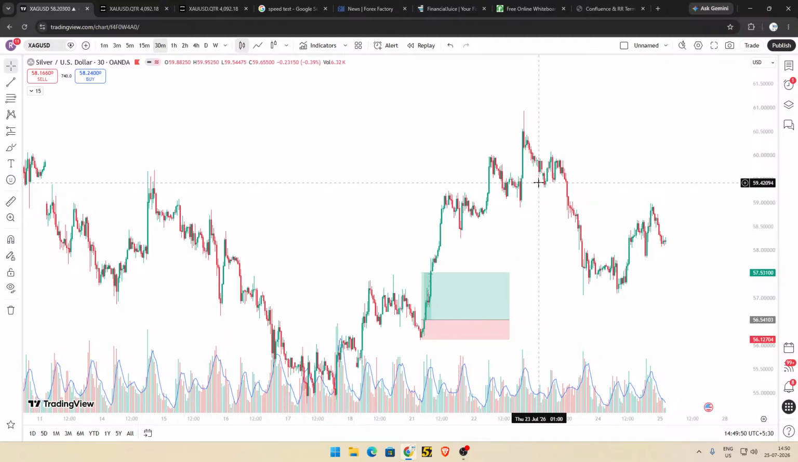So previously what I said, rationalization: stop giving rationalization, trade as per the system. If your setup formed and your rules were followed, then you should be taking the trade instead of giving a rationalization.